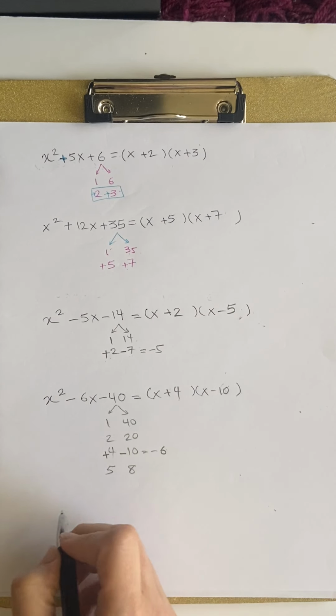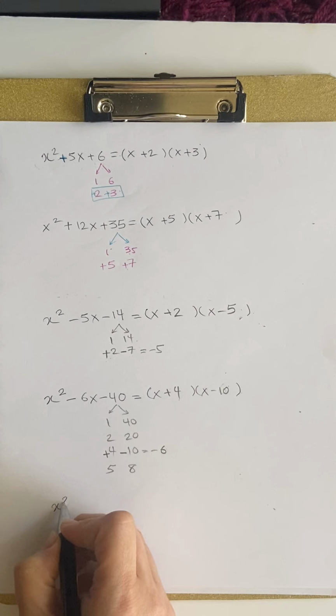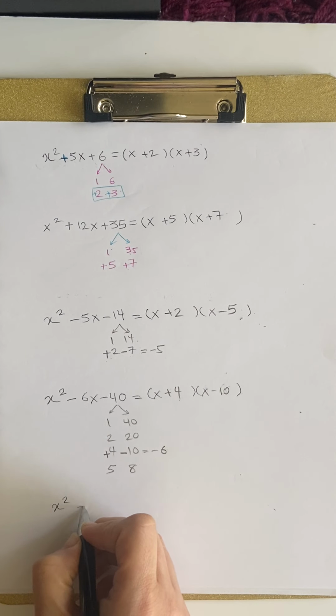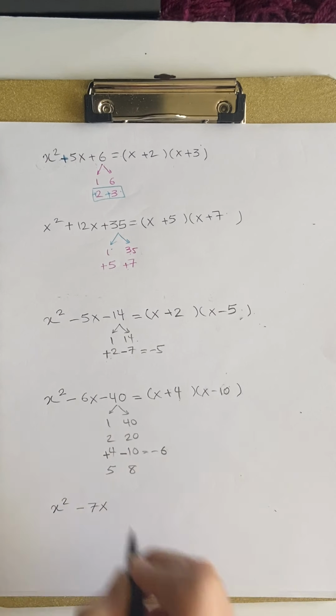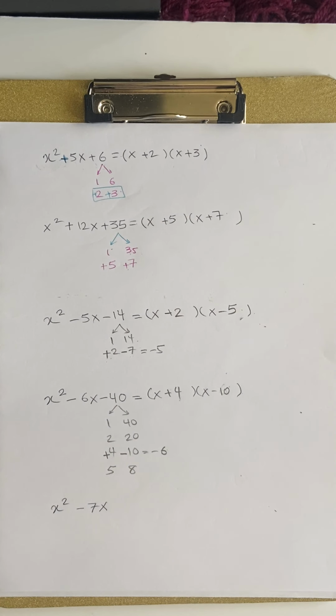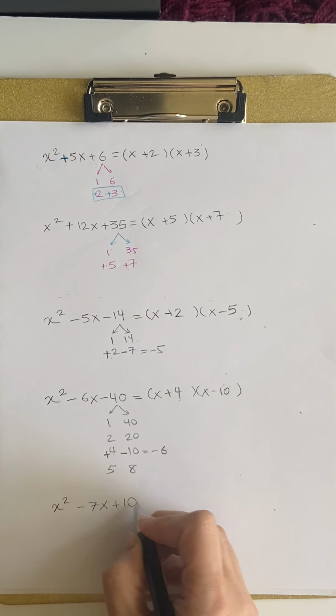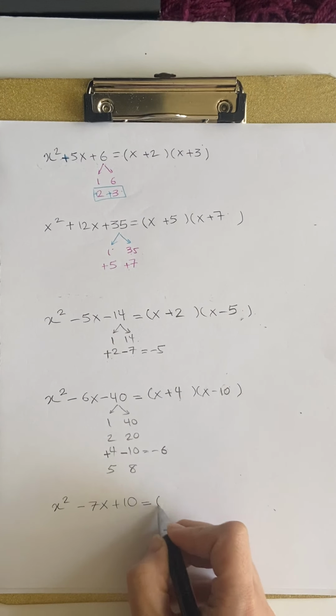How about we do this? x squared minus 7x. Give me one sec. Plus 10. Again, x and x.